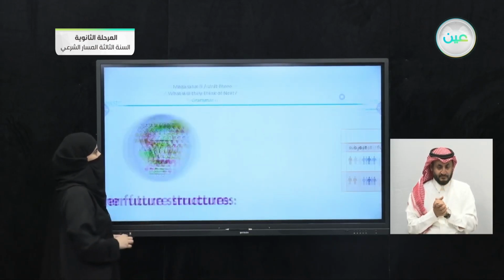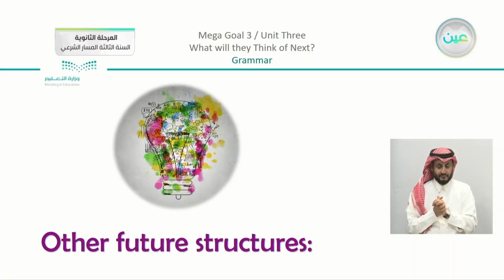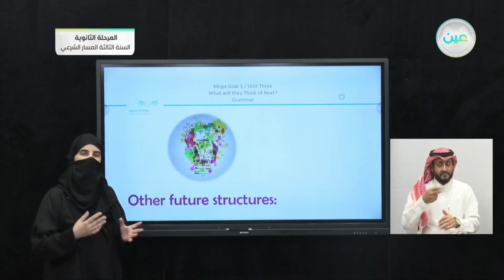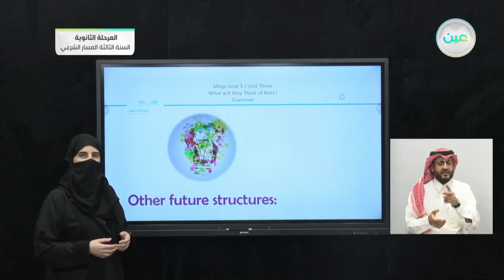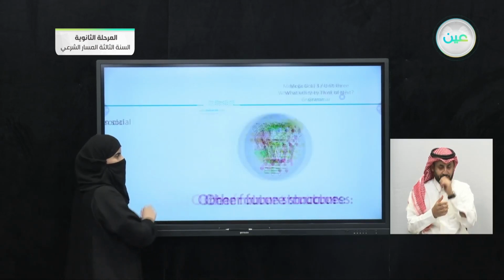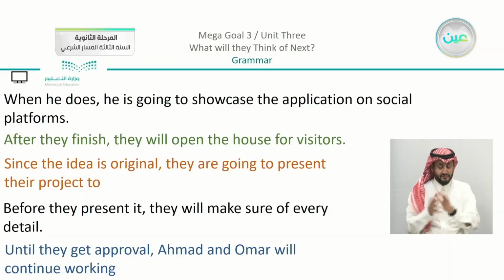Moving on. Now we're going to look at other future structures. Now when we read the story about Ahmed and his smart house, we read also or underlined different structures. So we have two until now. These are other examples from the story.